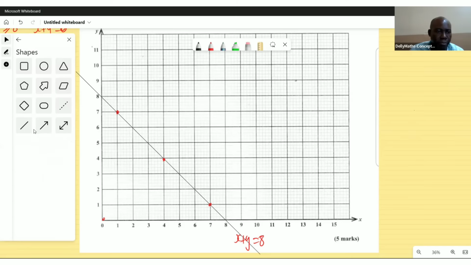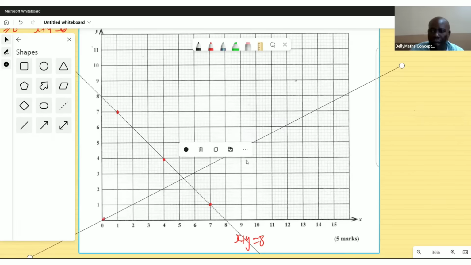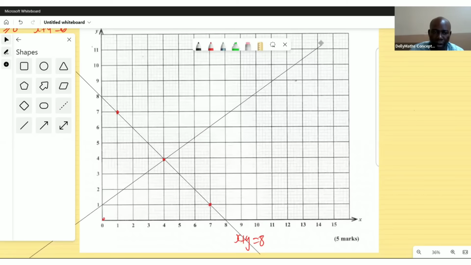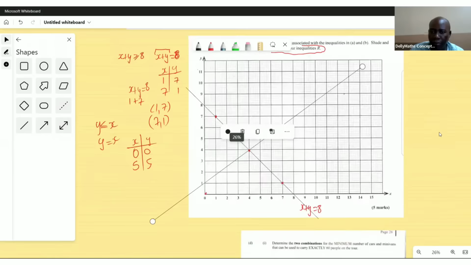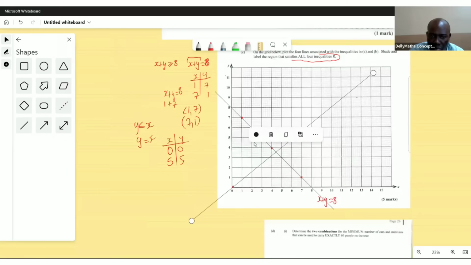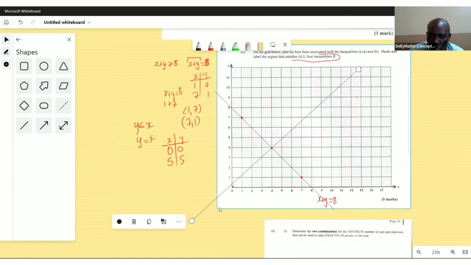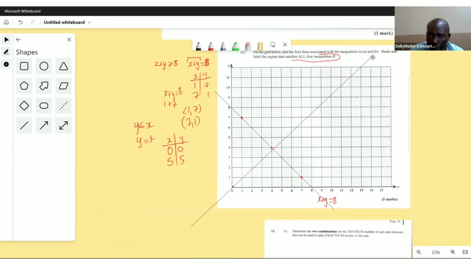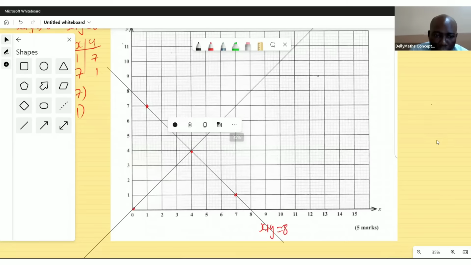So here is my line. I'm just going to draw my line through that. And normally I love to draw my line off the grid. There it is. Let me fix it. There is the line for me, y equal x.